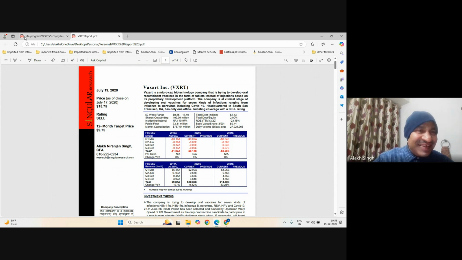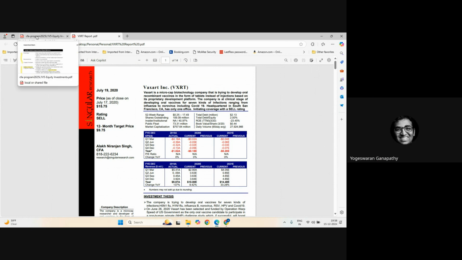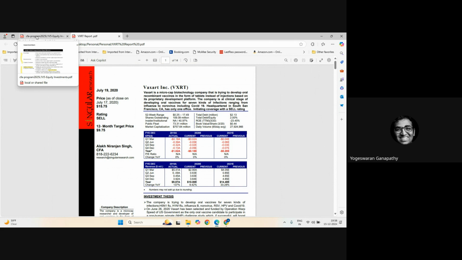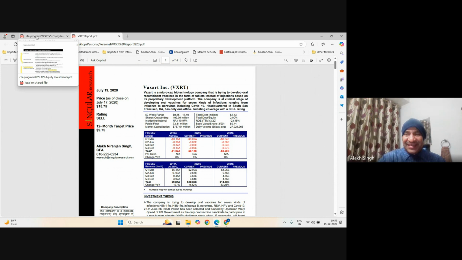Sir, but that's a very basic thing, no? Like many people, if they overlook it, then their rating should go down. If they overlook it, yes, but then they say, okay, this newspaper guy must have verified it. That is a very convenient thing to say, sir. Yeah, that is a very convenient thing to say. And many equity analysts do that.